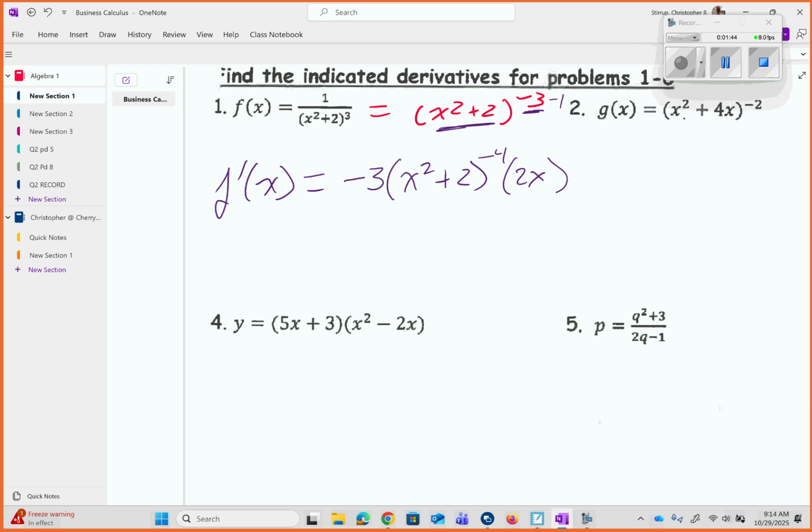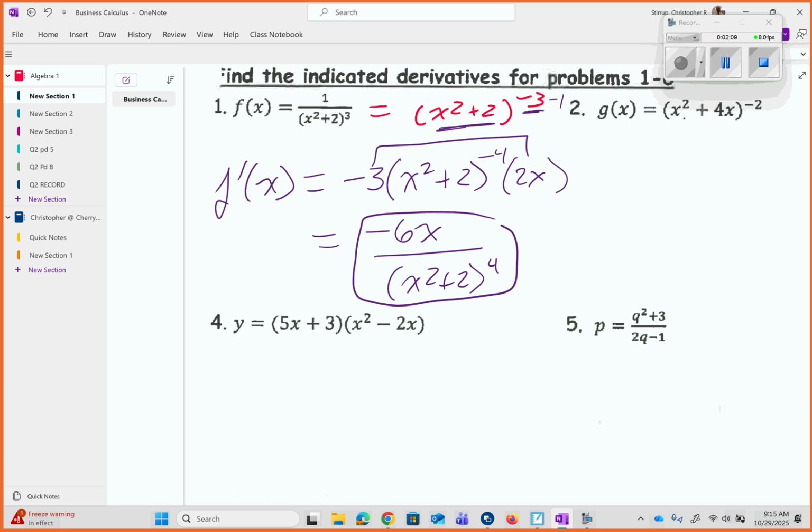Okay? And to clean this up, I don't want to deal with the negative exponent. The negative exponent means I'm going to turn this back into a fraction. The things that aren't raised to the negative exponent will be on the top. So I'm going to get negative 6x because negative 3 times 2x is negative 6x. And on bottom, I'm going to get this. And it no longer has a negative exponent. This is the derivative. The derivative has been taken nicely. And it goes with that.